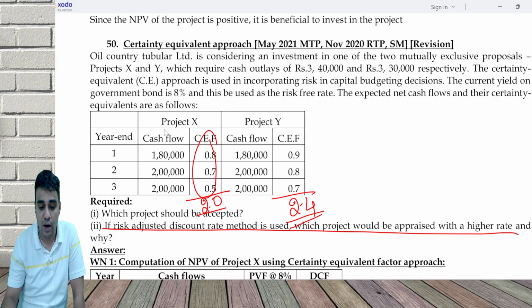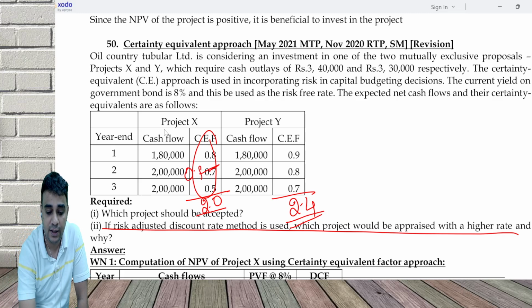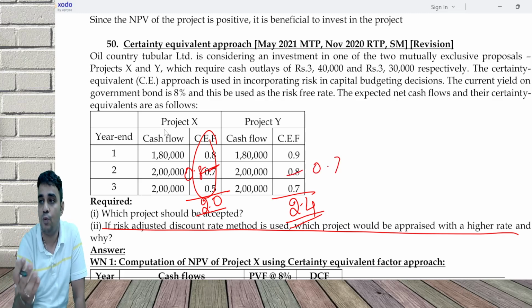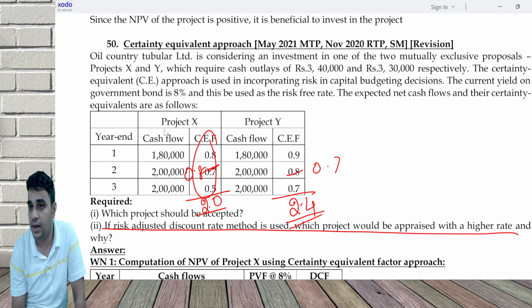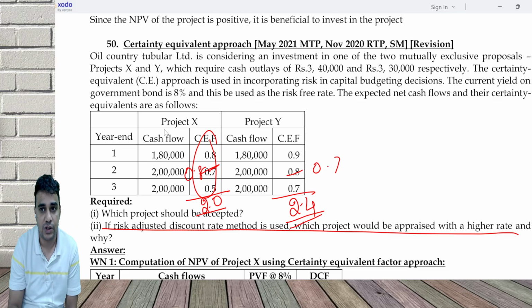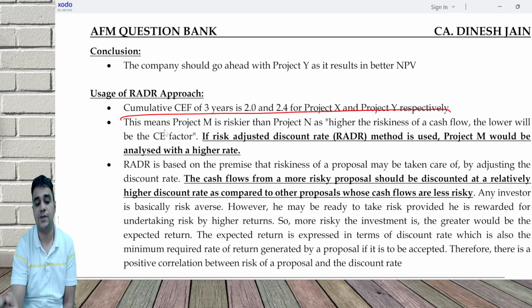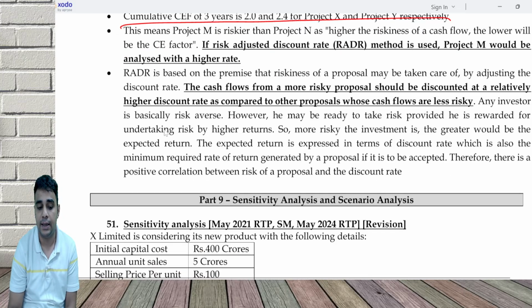Any doubts on this? What can happen is you saw 0.8, 0.9. Suddenly this can be 0.8 and this can be 0.7. One is higher, one is lower also. One year higher, one year lower. So to avoid all this, you just need to put a total, something like this. Cumulative CF is 2 and 2.4, and accordingly give a commentary.